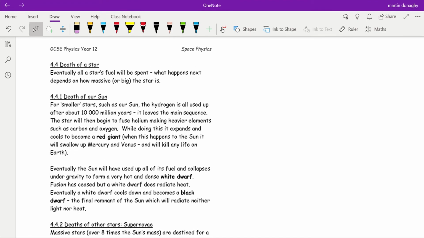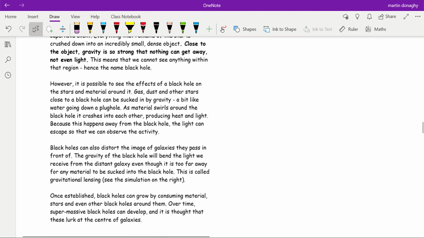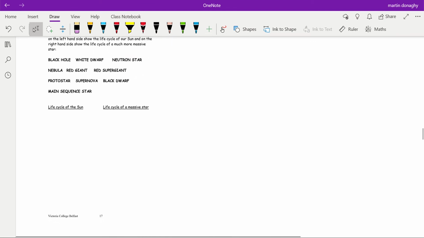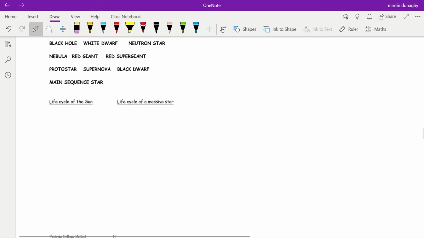What happens next depends on how heavy the star was to begin with. And we'll just look at a little question at the end of this booklet to kind of wrap this up. So this question asks you to show the life cycle of a star, and we've already done the first bit, so let's fill it in.